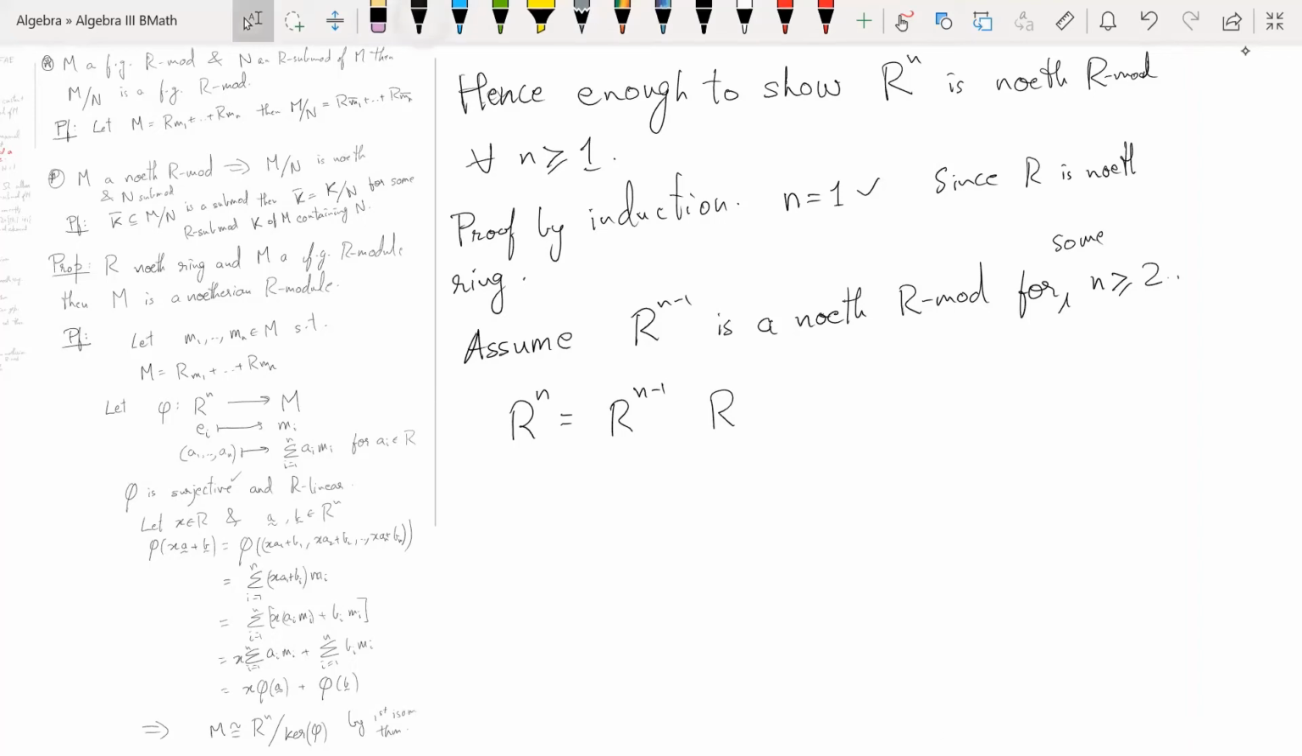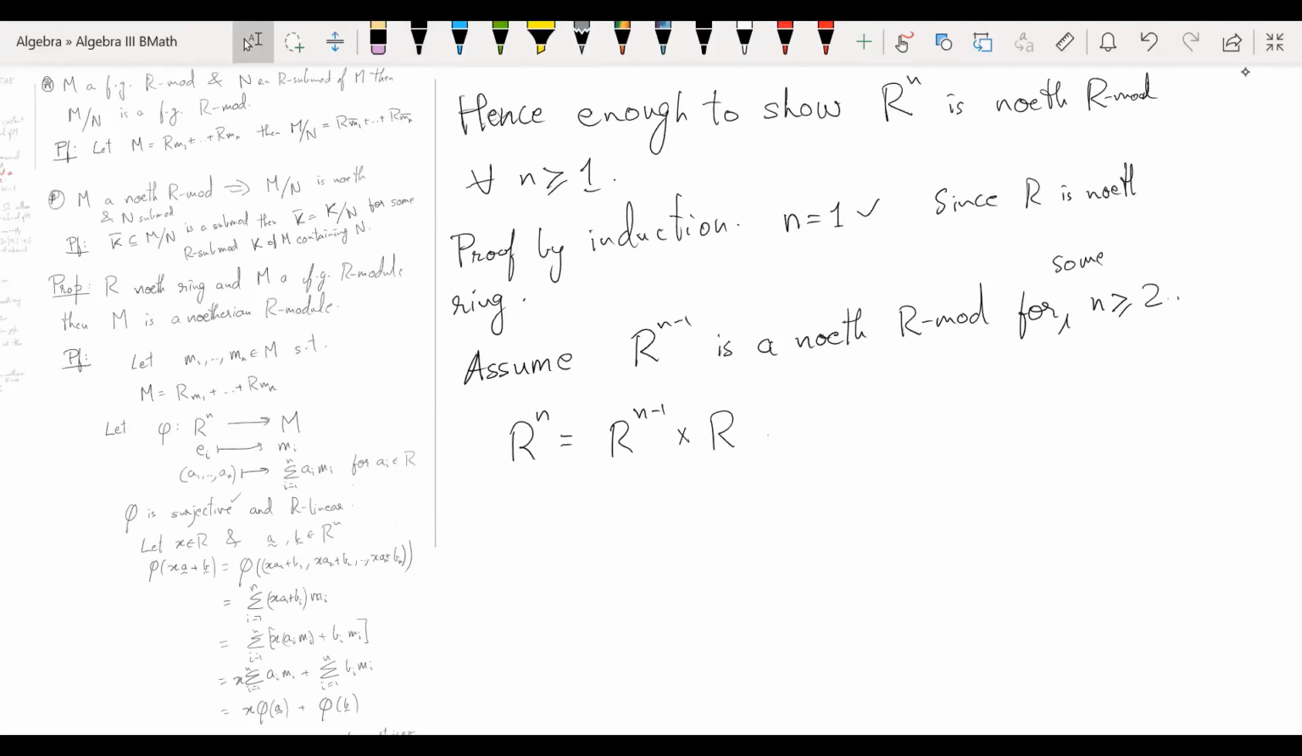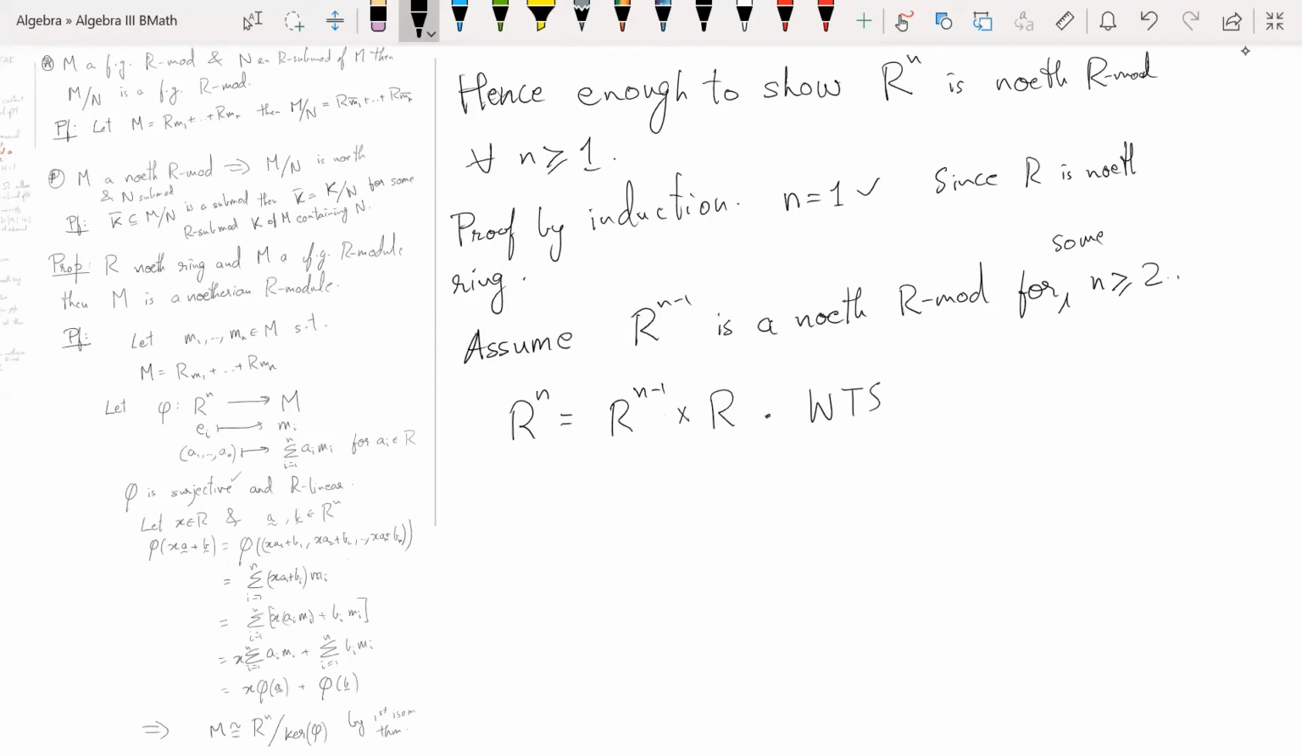So let's think of it as product, and tuples. So R^n is R^(n-1) cross R. We want to prove, want to show, every submodule of R^n is finitely generated. Yeah, so this is what we want to do.